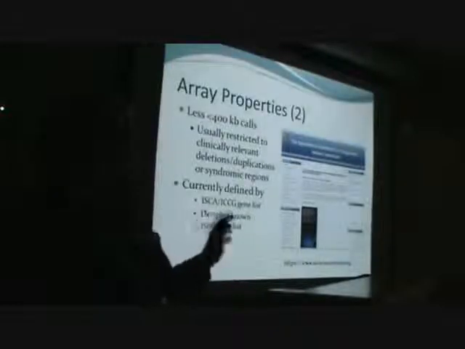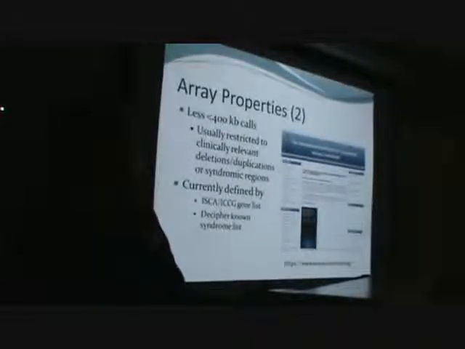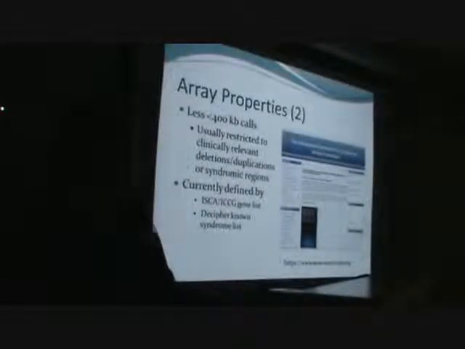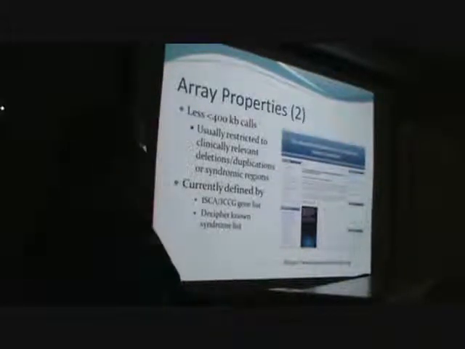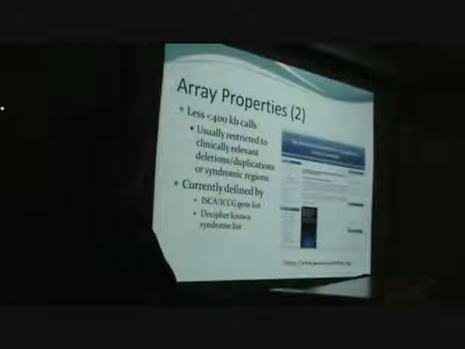In terms of the regions of clinical significance, what most labs are currently using is a combination of the International Standards for Cytogenomic Arrays. We call it ISCA. It's going to be changed to ICCG, the International Consortium of Cytogenomics. I forgot the new name; it's going to be coming out in the new year under a new name.